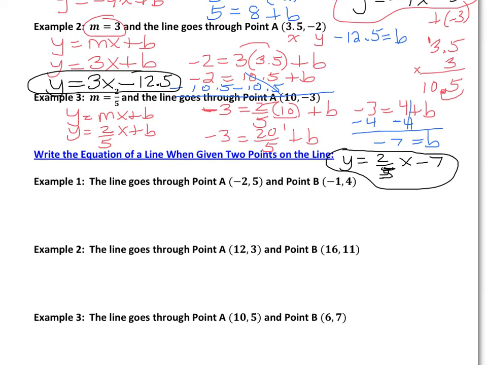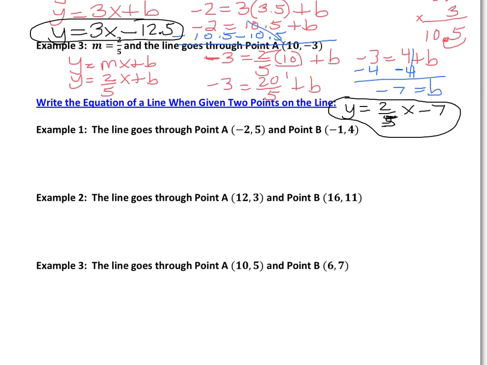And finally, the last set of problems: write the equation of a line when given 2 points on the line. So in this case, we're not even given the slope. All we're given is that point A and point B are on that line. Now we could certainly graph these if we wanted to, but I don't have any graph paper here, so I want to show you how to calculate things.